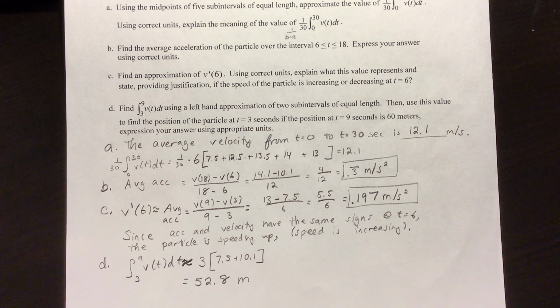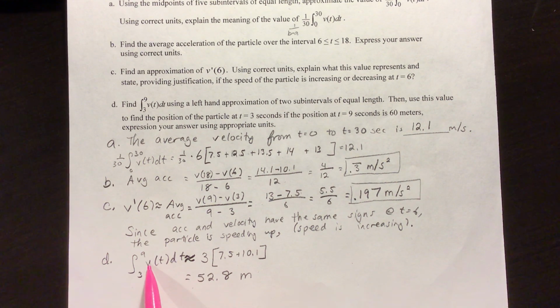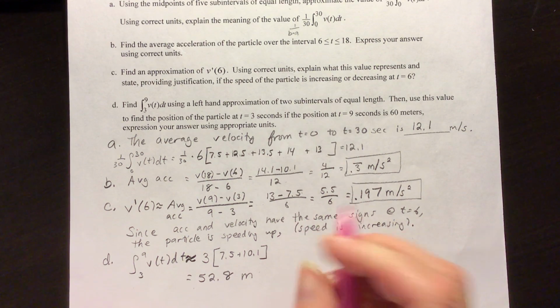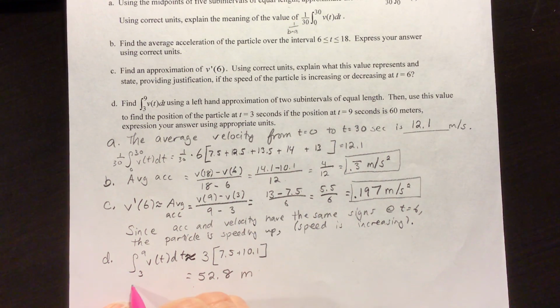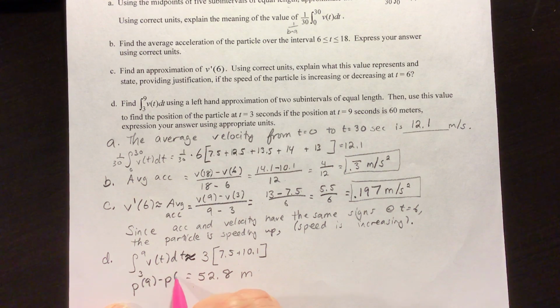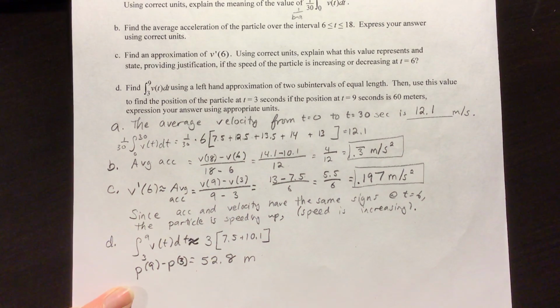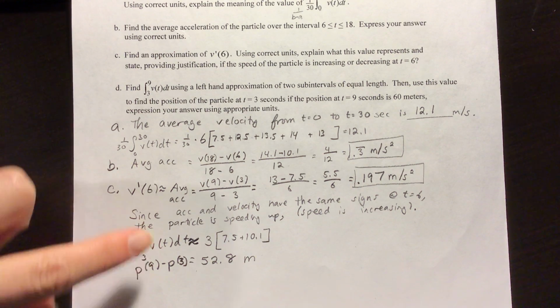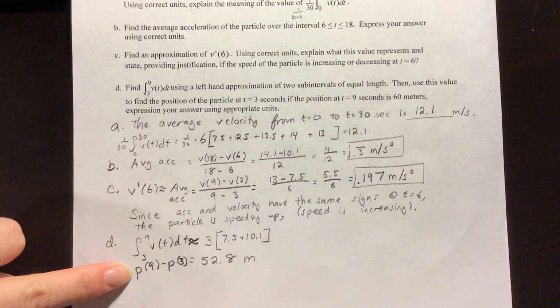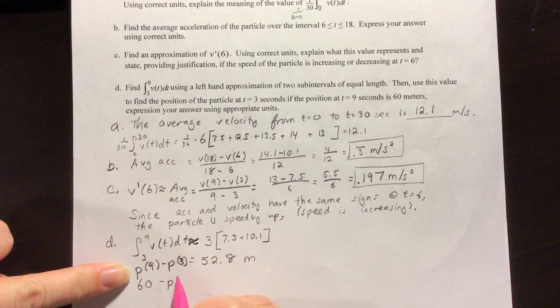Then use this value to find the position of the particle at t equals 3 seconds if the position at t equals 9 seconds is 60 meters. Okay, we know that our integral represents position at 9 minus position at 3. All right, this thing equals p of 9 minus p of 3. Okay, fundamental theorem of calculus. Usually this is on the left side, this is on the right side. We know that p of 9 is 60. So 60 minus p of 3 equals 52.8.